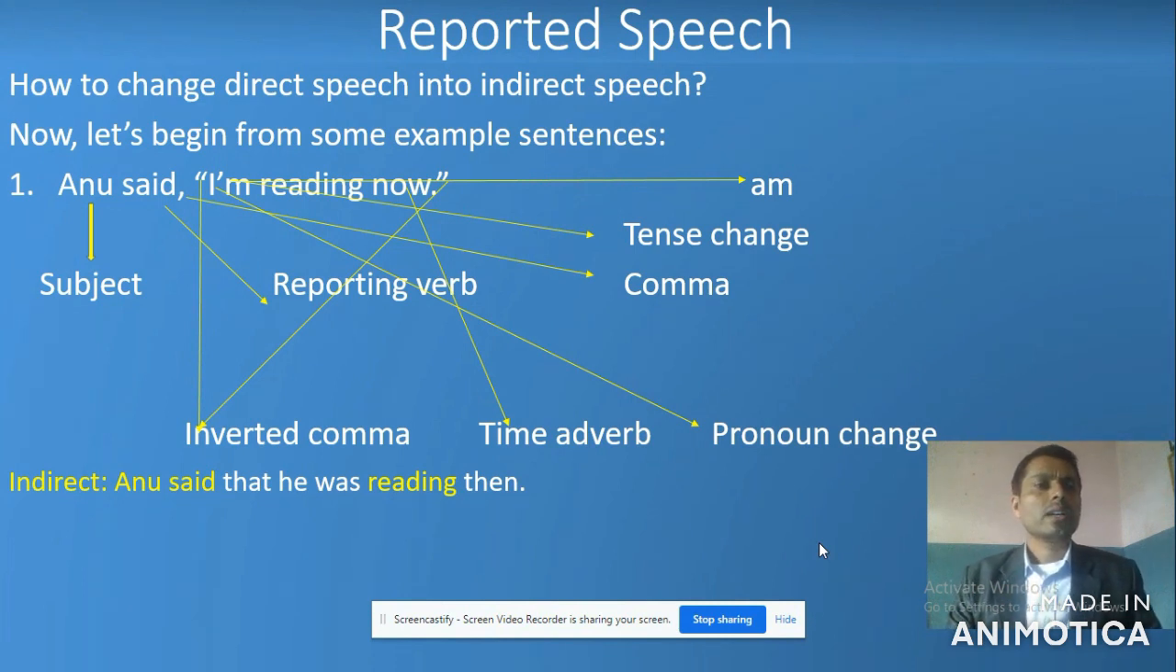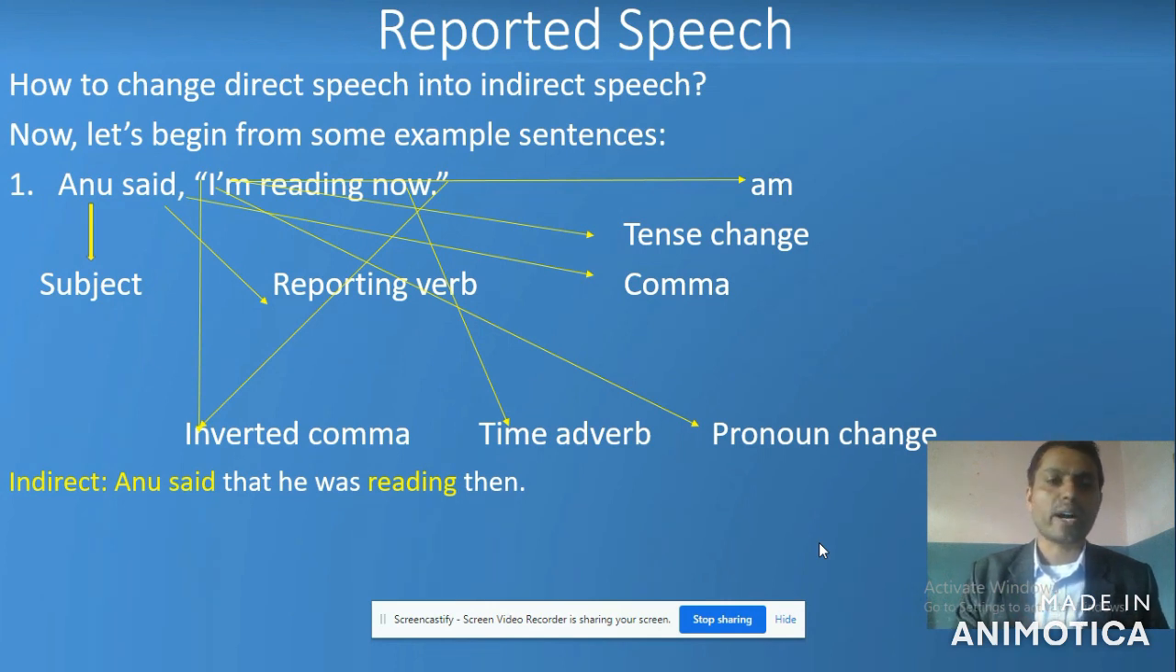Now look here on the screen at how to change direct speech into indirect speech. This is the core question, today's objective that we are going to achieve. So look at the example sentences given here. Now let's begin with some example sentences.